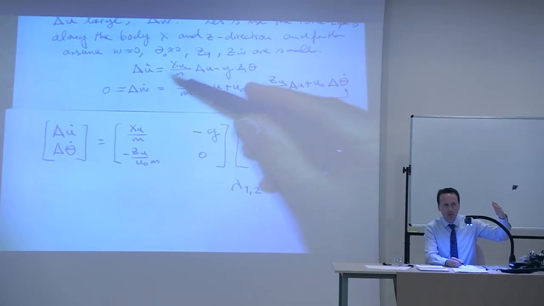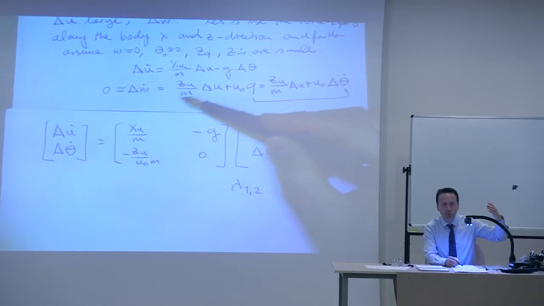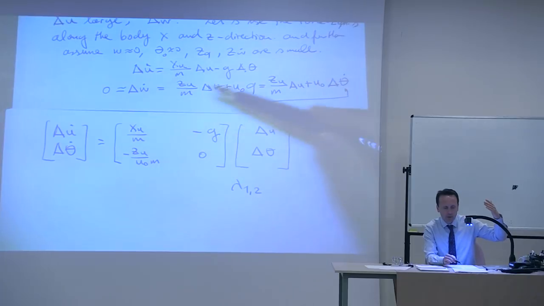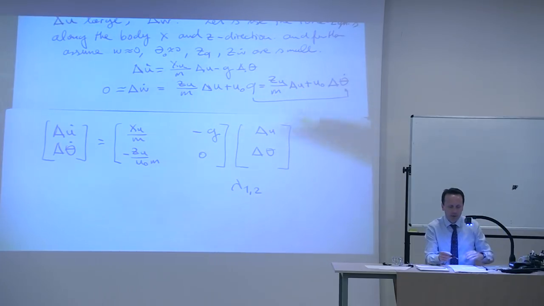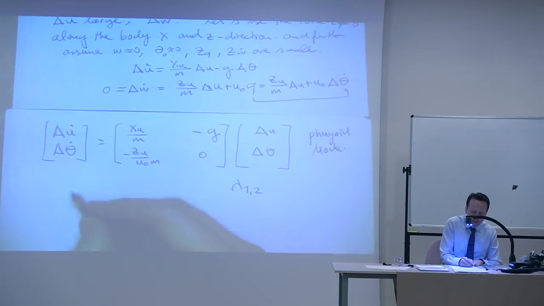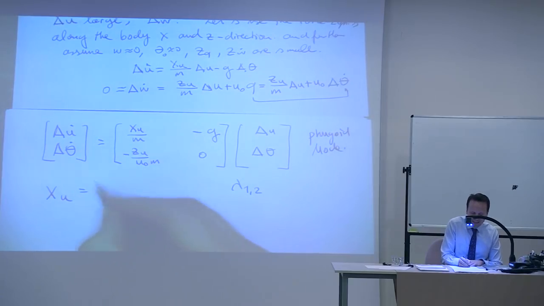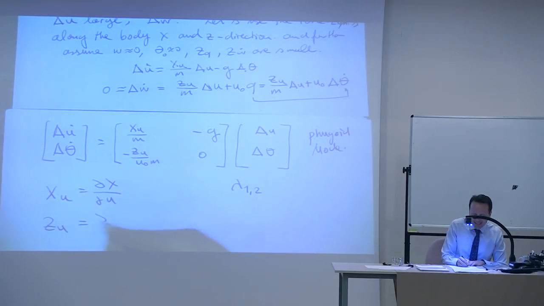One of the approximations is that I need to include the del u dot. I need to include the w dot. However, the w dot is small and w is equal to 0. I make that approximation. This is not a bad approximation for the phugoid mode. And all you now need to find really is del x del u, right? Del x del u. And you need to find zu, which is del z del u.